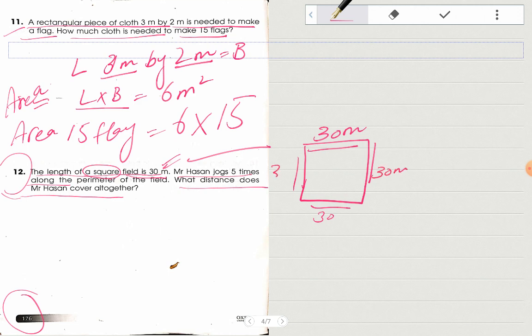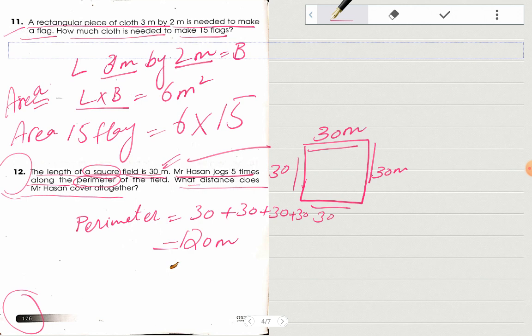Now they are saying Mr. Hassan jogged 5 times along the perimeter of the field. So they already mentioned perimeter, so you will find out the perimeter of this field first by adding all the sides. 30 plus 30 plus 30 plus 30. So the perimeter of the field will be 120 meter, right?